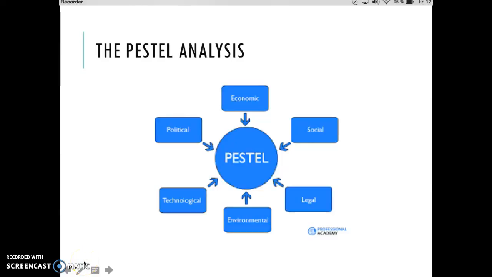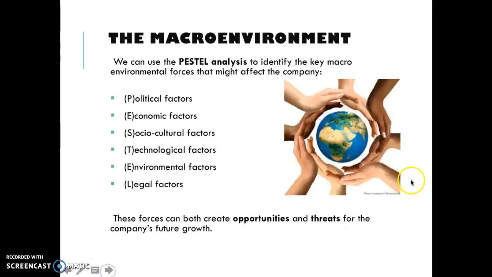All right, so we have to talk a little bit about the PESTEL analysis here. Yeah, and the macro environment. We can use a PESTEL analysis to identify the key macro environmental forces that might affect the company, which include the political, the economic, the social, cultural, the technological, the environmental, and the legal factors. These forces can both create opportunities and threats for the company's future growth.